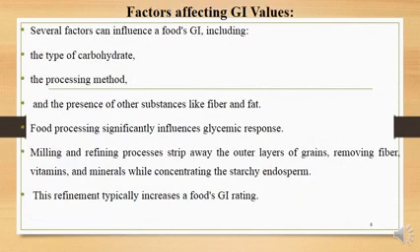Factors affecting GI values. Several factors can influence a food's GI, including the type of carbohydrate, the processing method, and the presence of other substances like fiber and fats. Food processing significantly influences glycemic response. Milling and refining strip away the outer layers of grains, removing fiber, vitamins, and minerals, while concentrating the starchy endosperm. This refinement typically increases the food's GI rate.